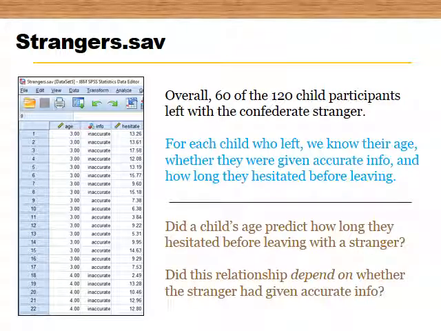So using these three variables, you would now answer the following questions. First, did a child's age predict how long they hesitated before leaving with the stranger? And second, and more importantly, did that relationship depend on whether the child was given accurate or inaccurate information? So you can answer both of these questions by running a single regression where you include age, information, and the interaction between age and information, all three of those things, as predictors of hesitancy measured in seconds. If you want to complete this practice problem on your own, please pause the video now.